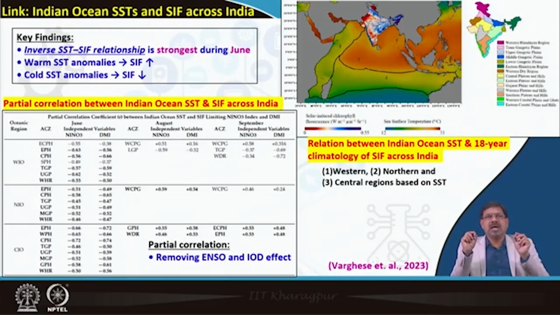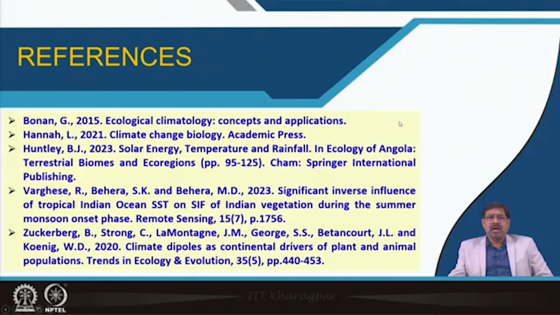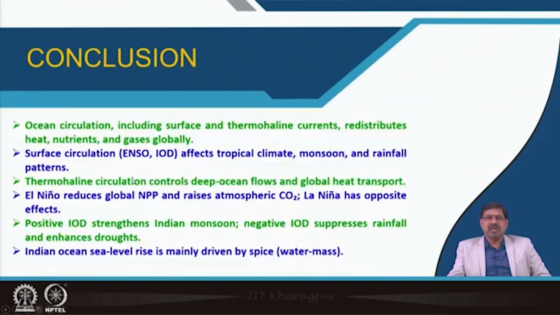The revelation is that the inverse SST-SIF relationship is strongest during the month of June, that is the onset period of the Indian monsoon. And we have taken help of these references. I would request you to go through this for better understanding.